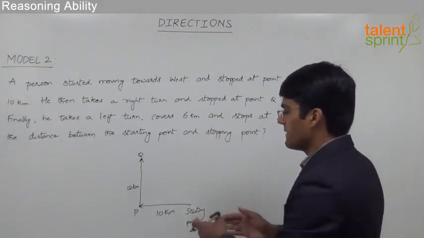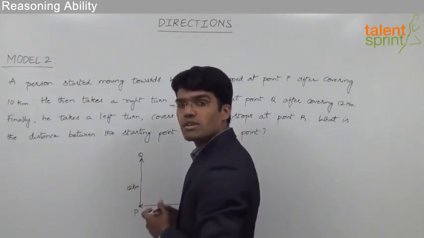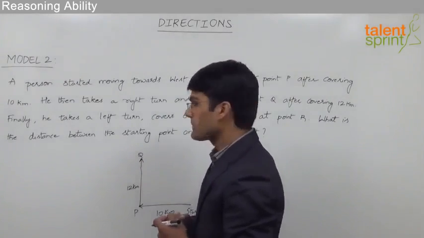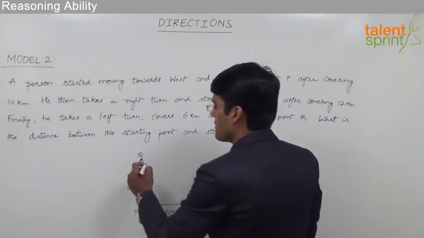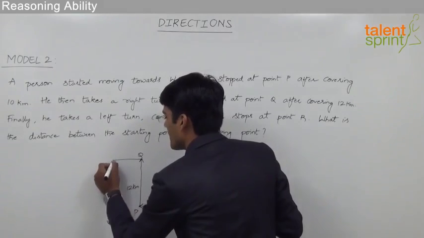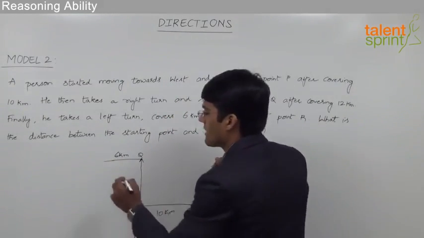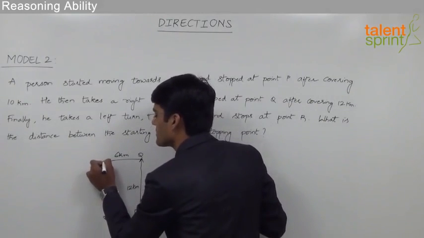Finally, he takes a left turn. Now as we can see, the person is moving towards north and he takes a left turn, that is nothing but left on paper, and covers a distance of 6 kilometers. So he takes a left turn, covers a distance of 6 kilometers and stops at point R. So he finally stops at this point R.